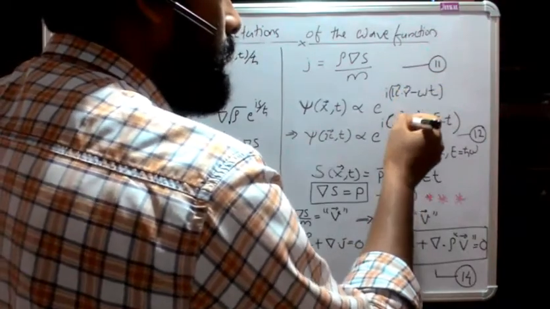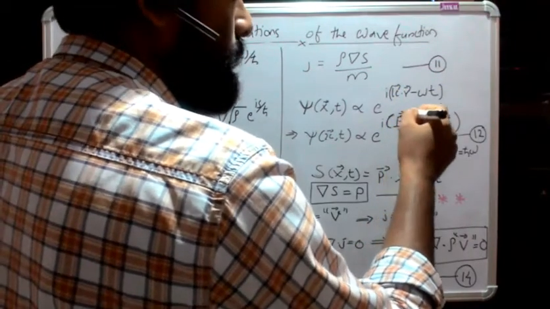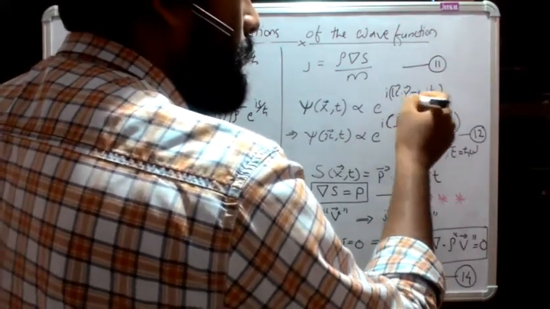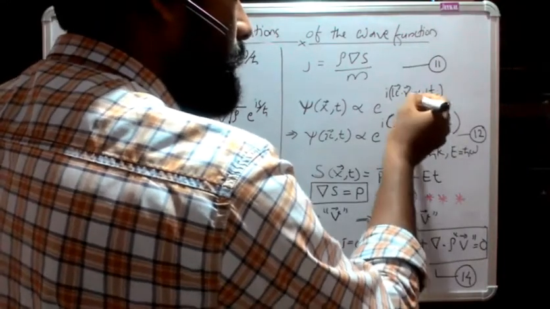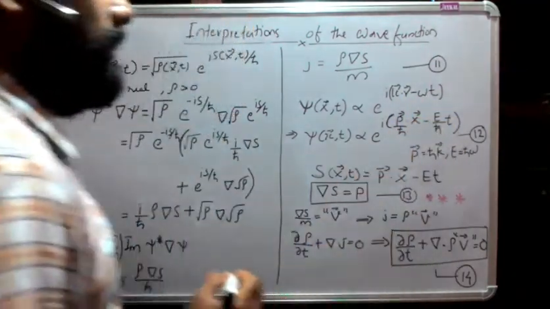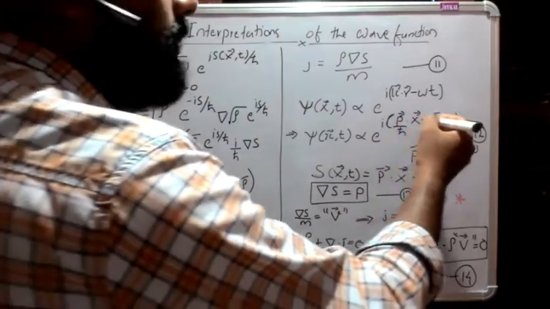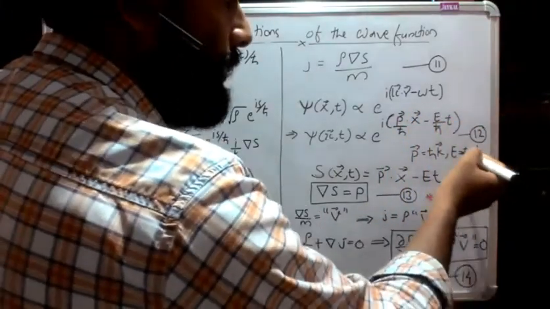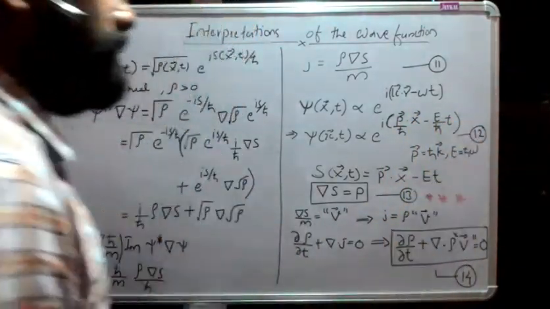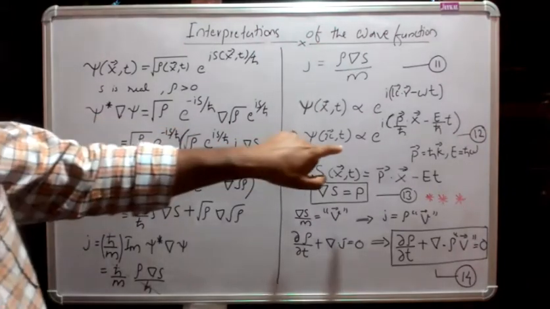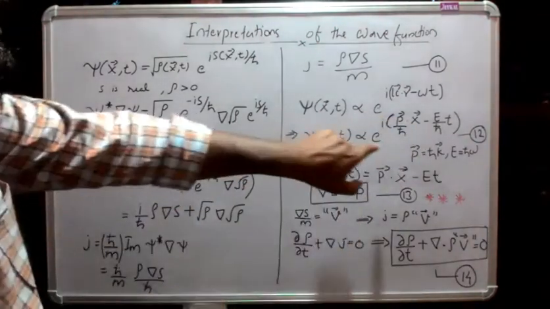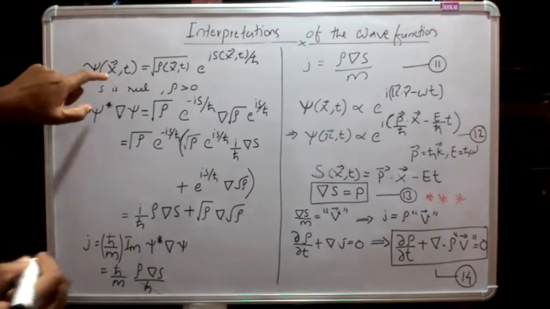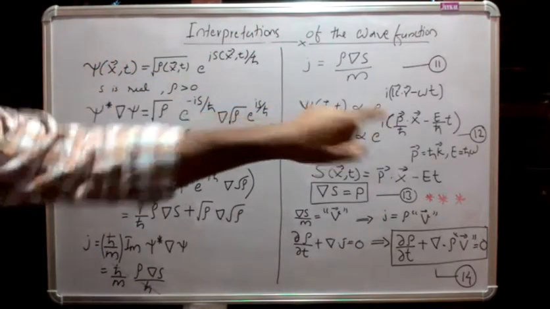So k we can write in this form p, the vector p over h cross dot. Here, instead of this r, we are using vector x minus e over h cross t, because e equals h cross omega. So let us compare these two equations: this equation of a plane wave and our wave function.